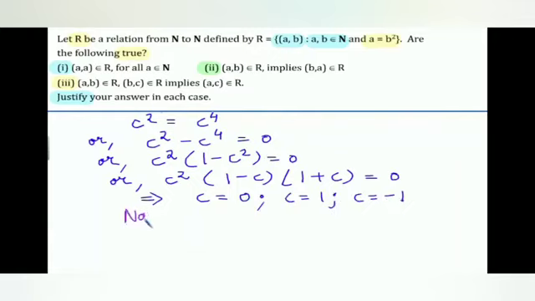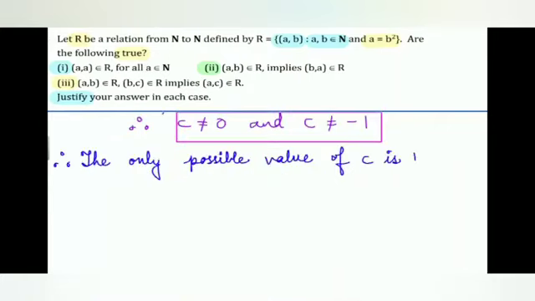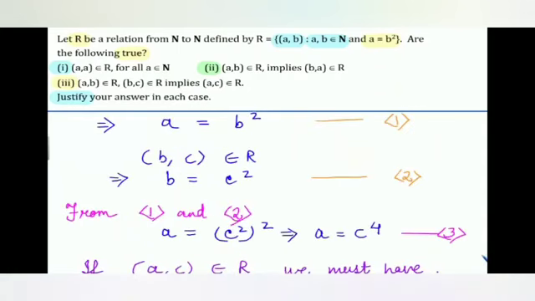So it's possible only and only for 0, 1 and minus 1, but here C belongs to natural number. So C can never become 0 or minus 1. So this statement is only true when C is 1. The only possible value of C is 1. So this statement is also not true.